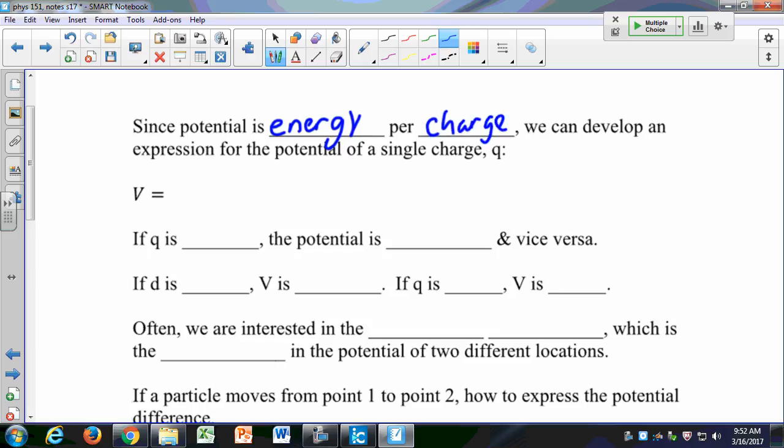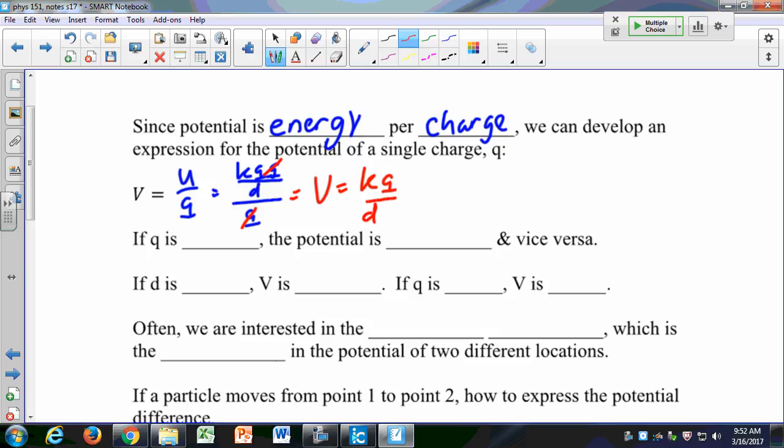All right, so since potential is energy per charge, we can develop an expression. This is just U over Q. We know U was k Q Q over d, and then we have another Q because we're dividing by it, just like we did for fields, where we did Coulomb's law over Q. So I can cancel out one of my Q's, and I get my potential is equal to k Q over d. This is on your equation sheet.